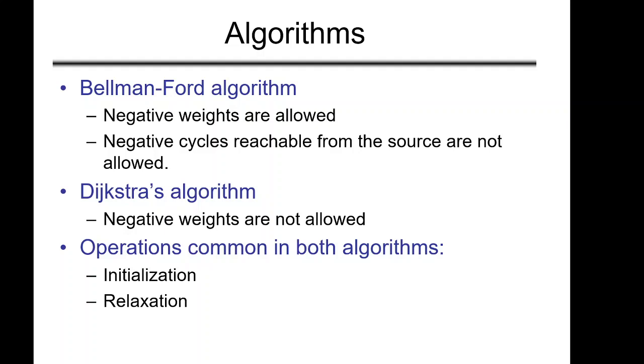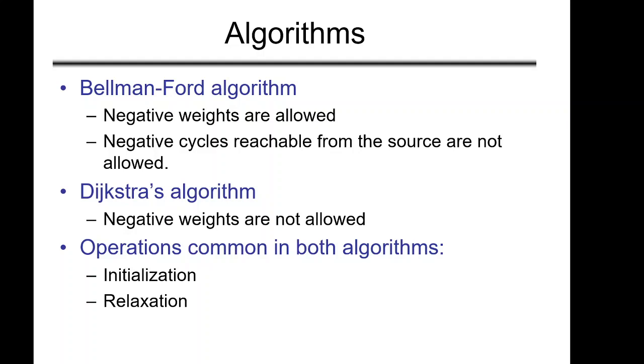Shortest path algorithms. So the first algorithm that we will see is the Bellman-Ford algorithm. This is a generalized algorithm and it allows negative weights also. However, negative cycles reachable from the source are not allowed, right?